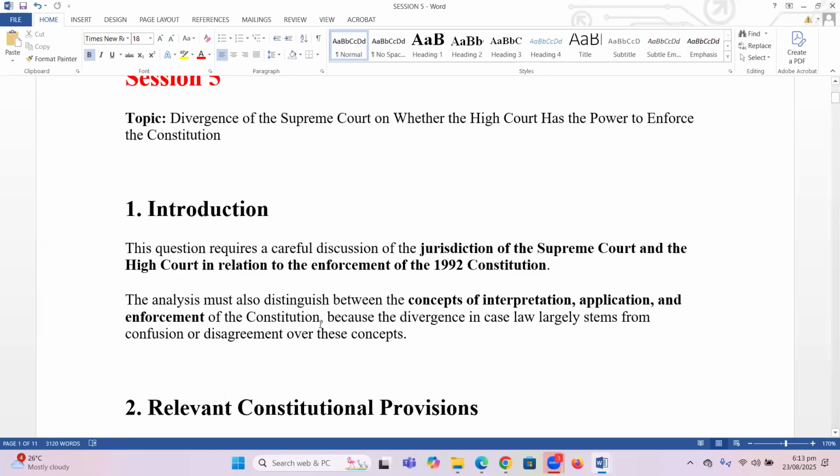So the question which came requires a careful discussion of the jurisdiction of the Supreme Court and the High Court in relation to enforcement of the 1992 Constitution, and candidates were actually required to draw a distinction between the concepts of interpretation, application, and enforcement of the Constitution. Particularly so, if you look at the case law from our Supreme Court, it largely stems from some confusion or disagreement over these concepts.